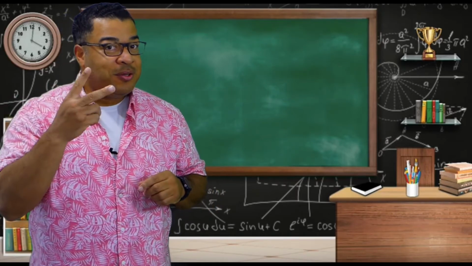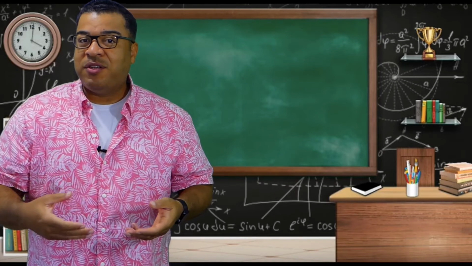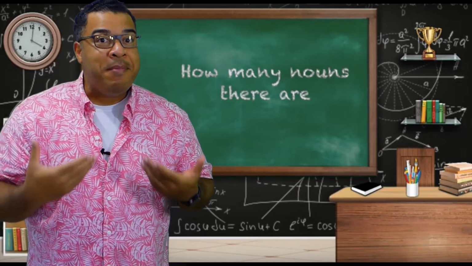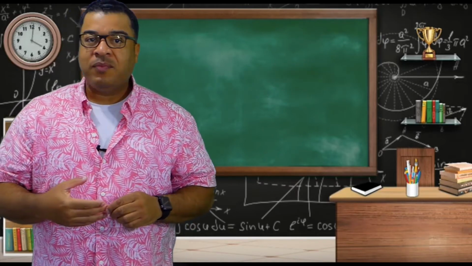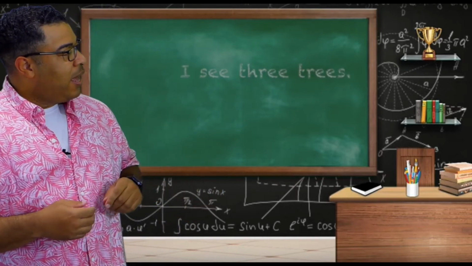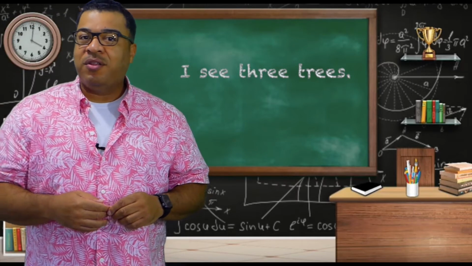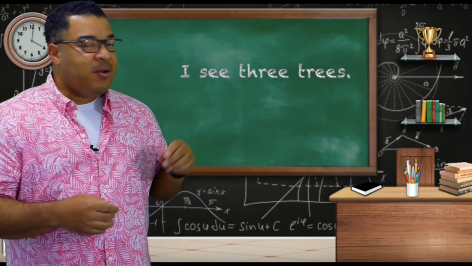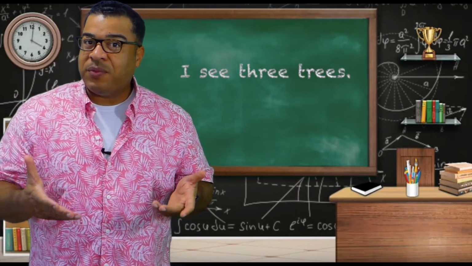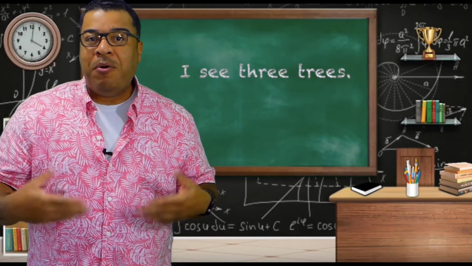Now, point two, sometimes adjectives will tell us how many nouns there are. Let's take a look at this sentence. I see 3 trees. Now we know in this sentence a tree is a noun, but how many?